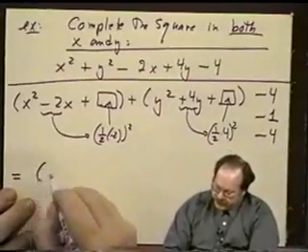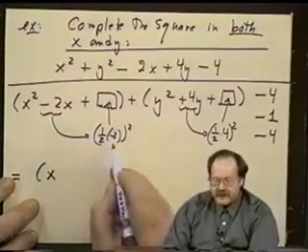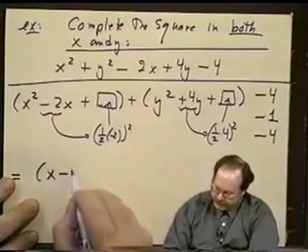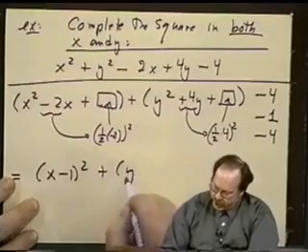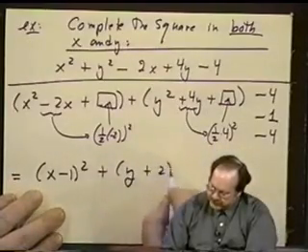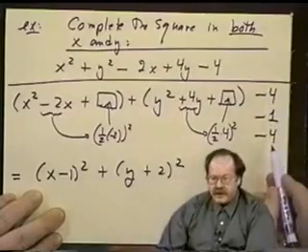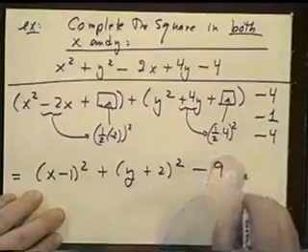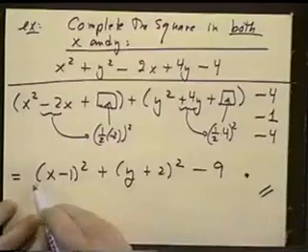So finally, I can rewrite this as x, what did I have in here? Minus 1, quantity squared, plus y, and here I have 1/2 of 4 is 2. So it's plus 2 quantity squared. And then minus all of this. That's minus 9. So there I have it.